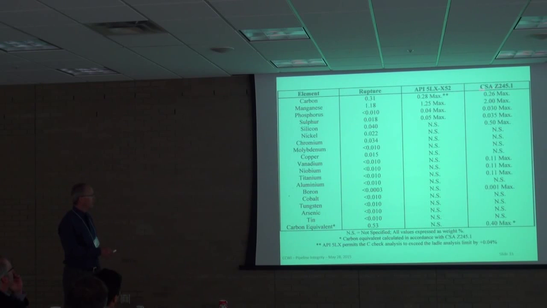And these are sort of typical specifications. So is that 245 a typical spec for this type of grade 359 X? It would be 0.26 max carbon. API would say 0.28, and this is 0.31. So higher carbon. And if you take a look at the carbon equivalent, CSA, the carbon equivalent max is 0.4. This carbon equivalent here is 0.53, so much, much harder. At the time, according to the ladle analysis, this would have actually been within specification when it was built, according to the code.